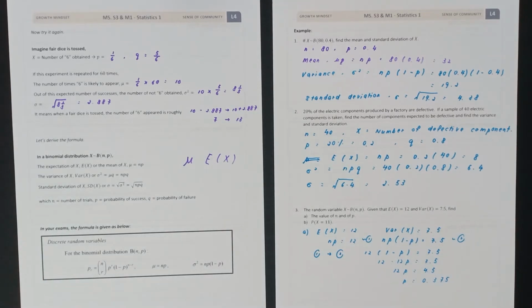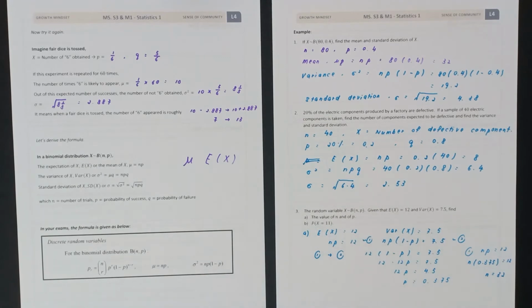After that, what do I do? I continue by using my first equation here, np equals 12. n is the variable that I want to find, so I substitute the p that I already have. Then I will get my n as 32. So you can find your n and p already, so settle.